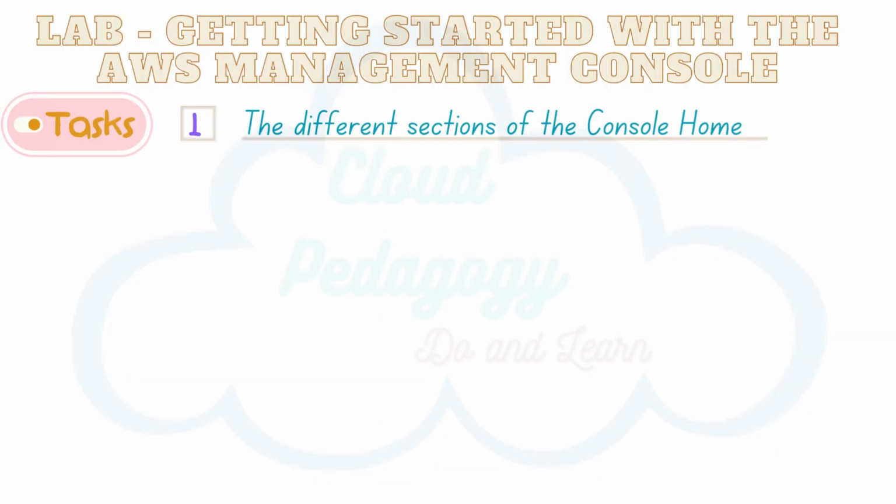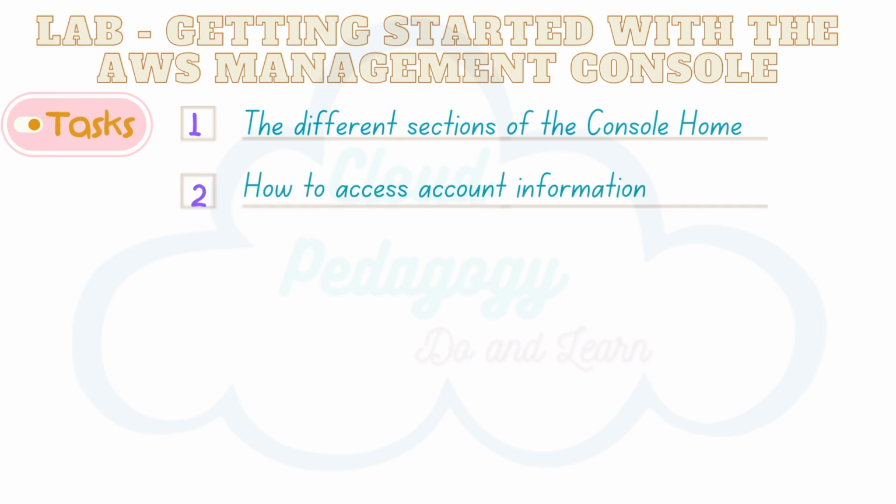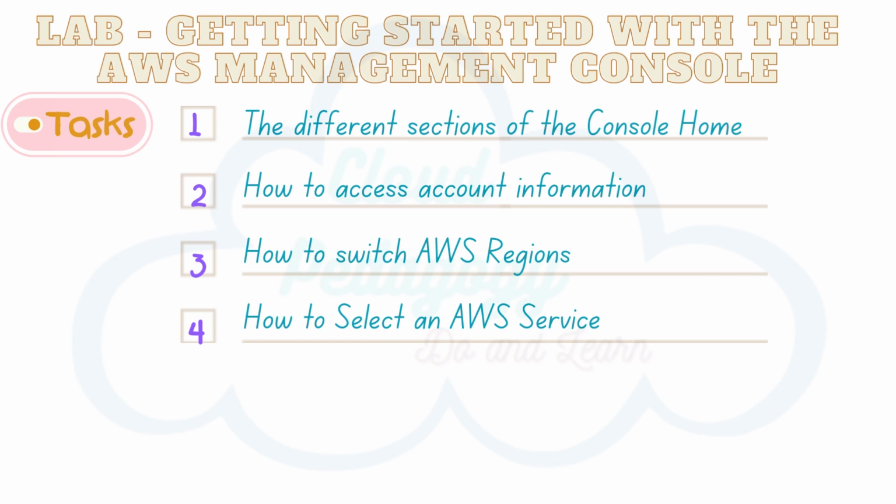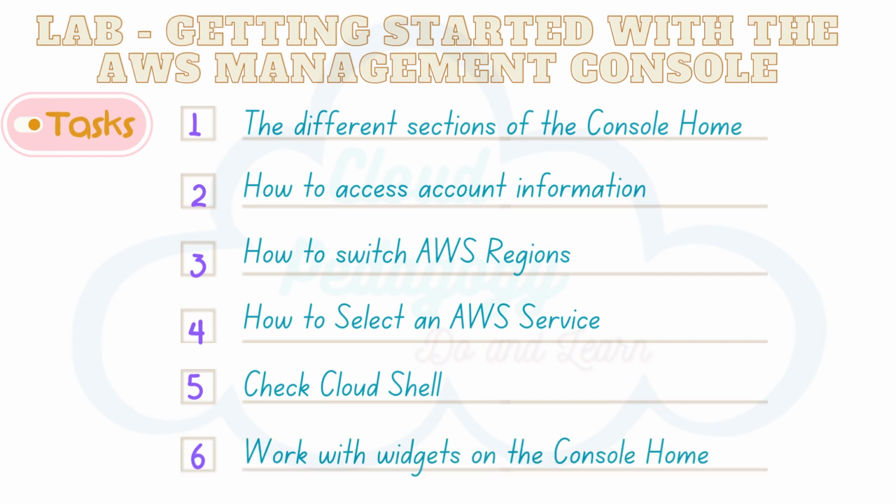In the first task, we'll see the different sections of the console home. In the second task, we'll see how to access the account information. In task 3, we will see how to switch AWS regions. In task 4, we will see how to select an AWS service. Next, we'll see how to check the Cloud Shell. In task 6, we'll see how to work with widgets on the console homepage. If you are ready, let's start with task 1.